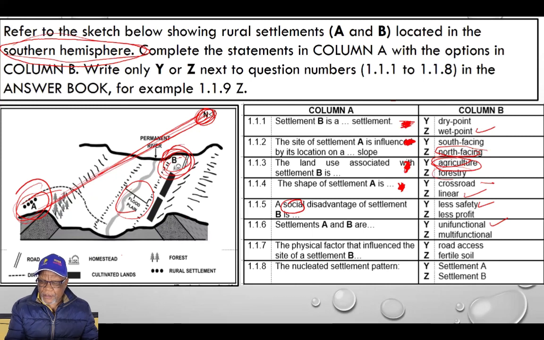And the physical factor that influenced the site of settlement B, look at the site of settlement B. So we're looking at the physical factor there. Is it road access or is it fertile land?